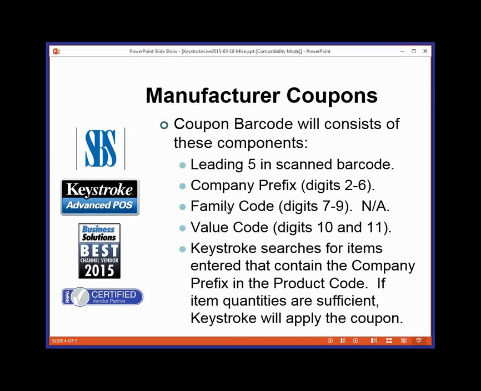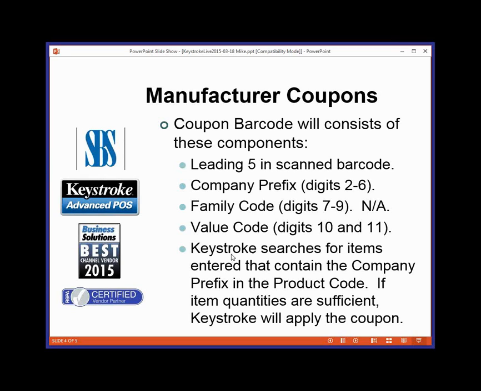We'll go over that quickly. The family code is characters 7 through 9. We don't use that in Keystroke. And the value code is digits 10 and 11. I don't have a listing, but this is pretty much the bread and butter of what these things do. You could have a code that represents $2 off 3 or more. You could have a coupon that says 75 cents off of 2. So there's many different types of codes, and you can't really look at a coupon to know what the deal is, except for looking at the writing on it.